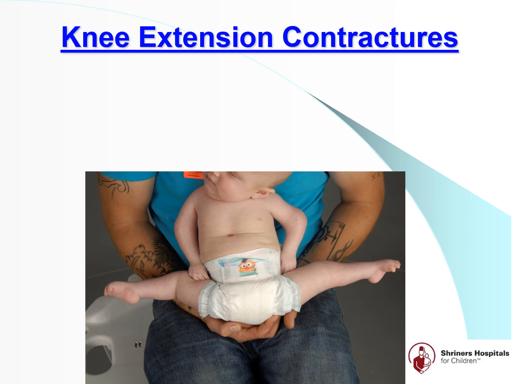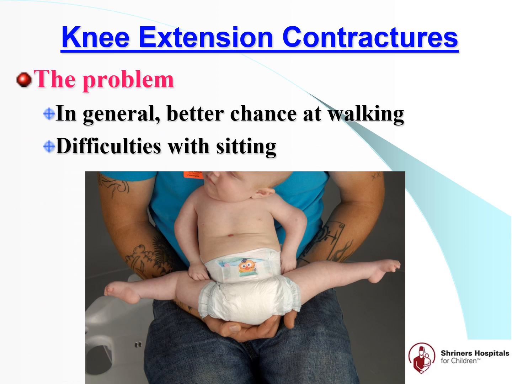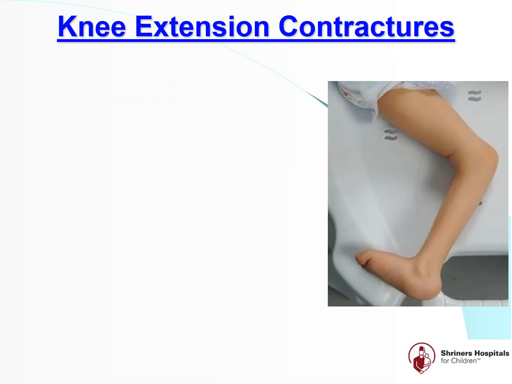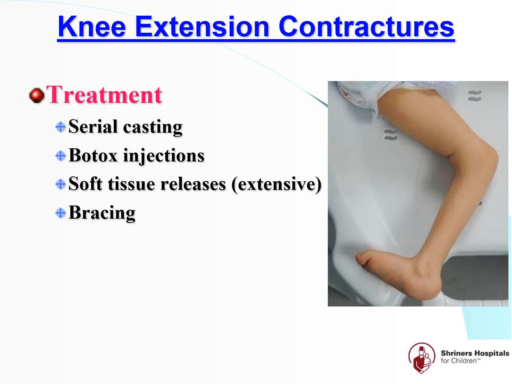In general, these children do better with walking early on. But between 6 and 10 years of age, the straight knee causes difficulties with sitting, such as in cars, buses, and airplanes, so it becomes important to get the knees to bend better. In a few cases, the contracture could be so severe that the knee actually bends backwards. The extended knee contracture can be treated early on with serial casting and Botox injections, but many will require extensive surgery and bracing.